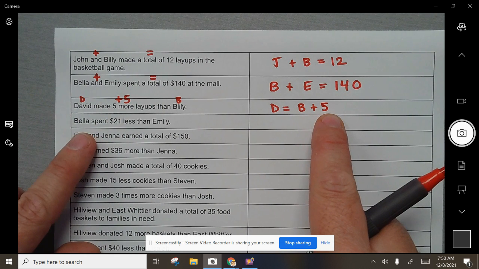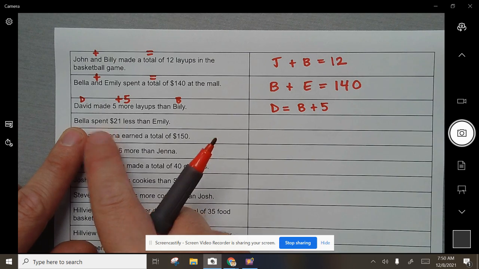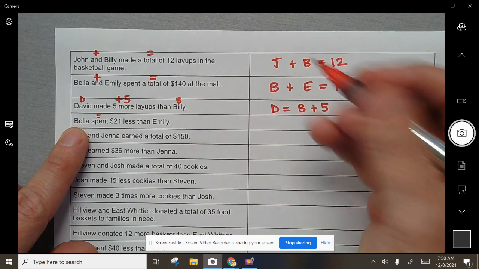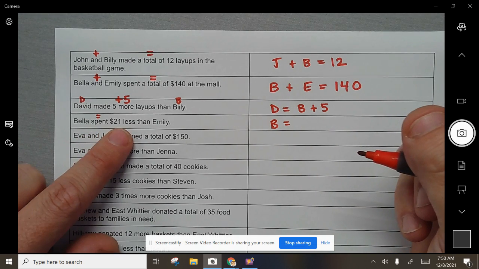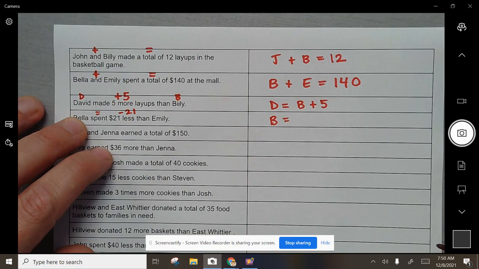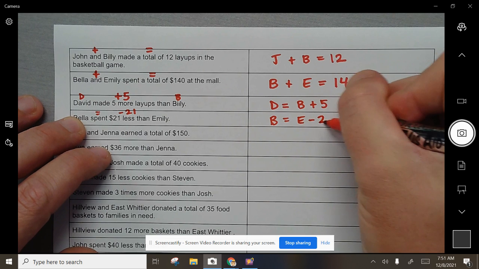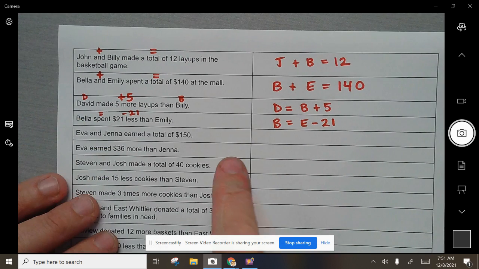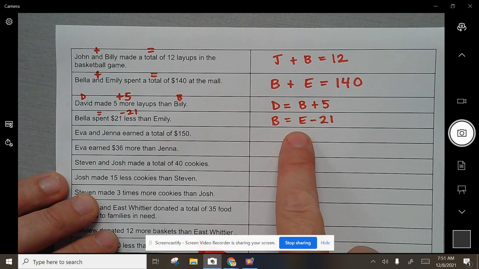All right. Bella, we're talking about Bella, so Bella's going to be the equal sign. Bella equals spent $21 less than Emily. Less than Emily. So that's going to be negative 21. So Emily minus 21. Bella spent $21 less than Emily. You just have to read the sentence and see if it makes sense to you, all right?